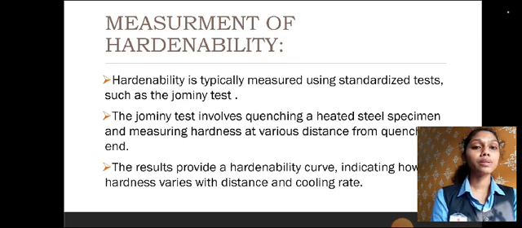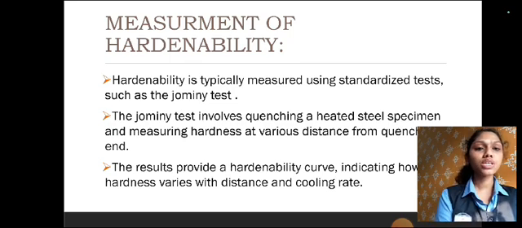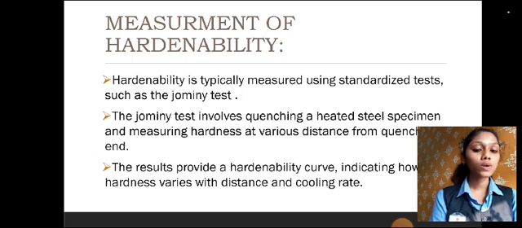Measurements of hardenability. Hardenability is typically measured using standardized tests such as the Jominy test. The Jominy end quench test is the standard method for measuring the hardenability of steels. Heat a standard size round metal bar to the austenitizing temperature. Quenching: one end of the bar is quenched in room temperature water. Grind a flat surface on the bar and measure the hardness along the bar.